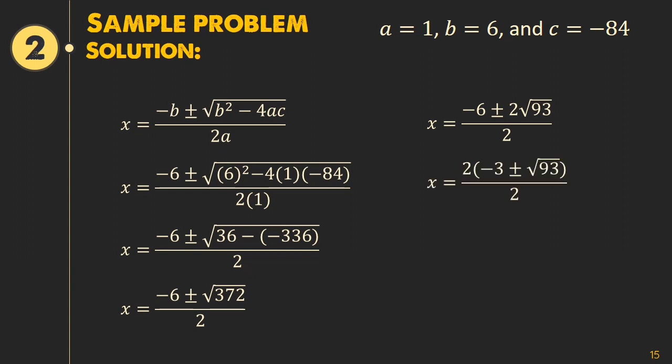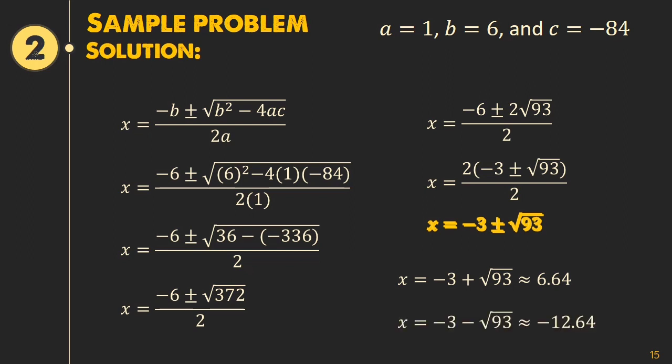Notice that we can further simplify the answer by factoring out 2 on the numerator, giving us the possible values of x, which are negative 3 plus minus the square root of 93. The possible values of x are negative 3 plus the square root of 93 and negative 3 minus the square root of 93, which are approximately equal to 6.64 and negative 12.64 respectively.